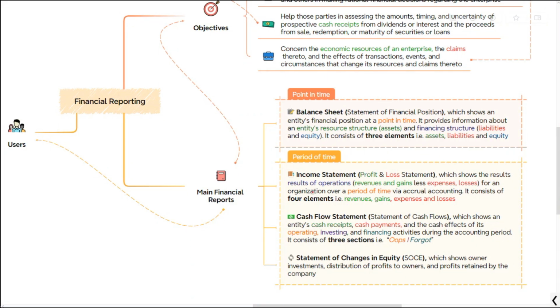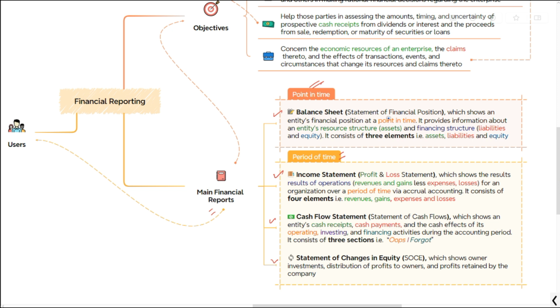We have main financial reports, and the main financial reports are your balance sheet, the income statement, cash flow statement, and a statement of changes in equity. The balance sheet shows financial position at a point in time, and the other statements, like the income statement, the cash flow statement, and the statement of changes in equity, show financial information over a period of time.